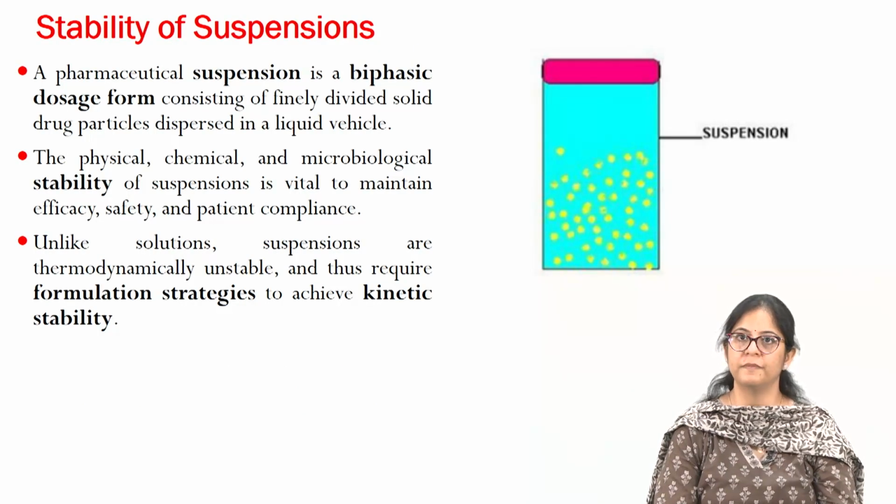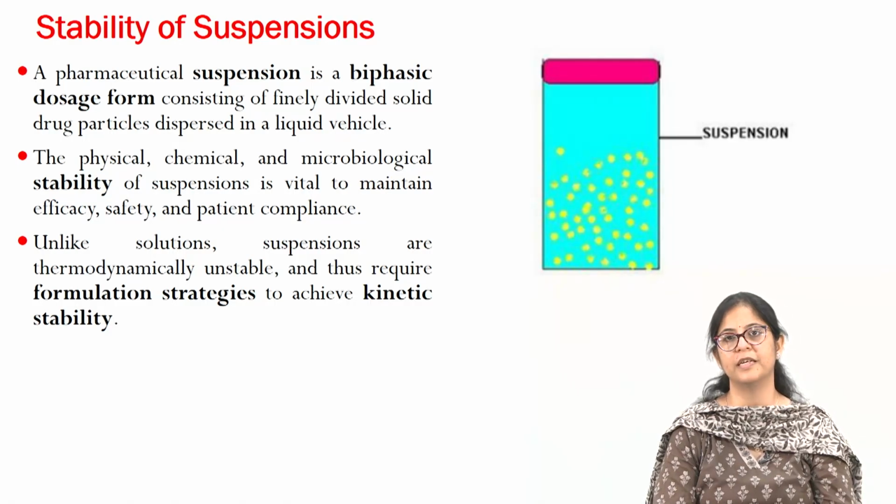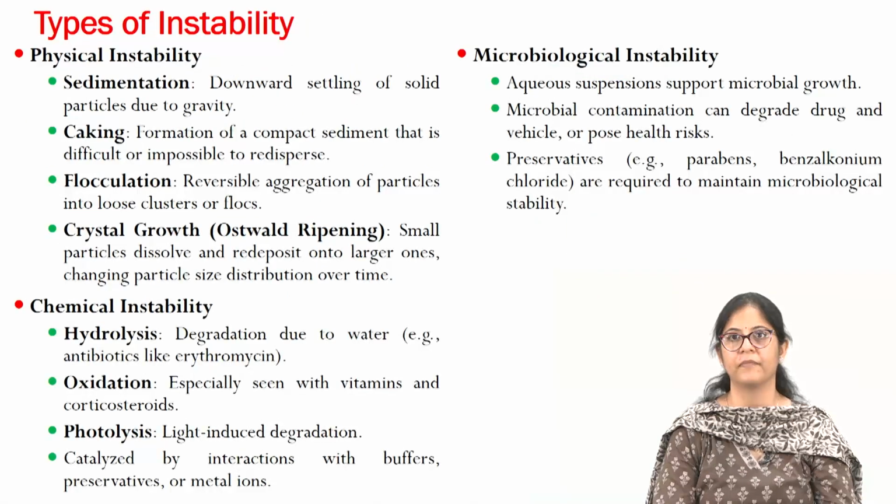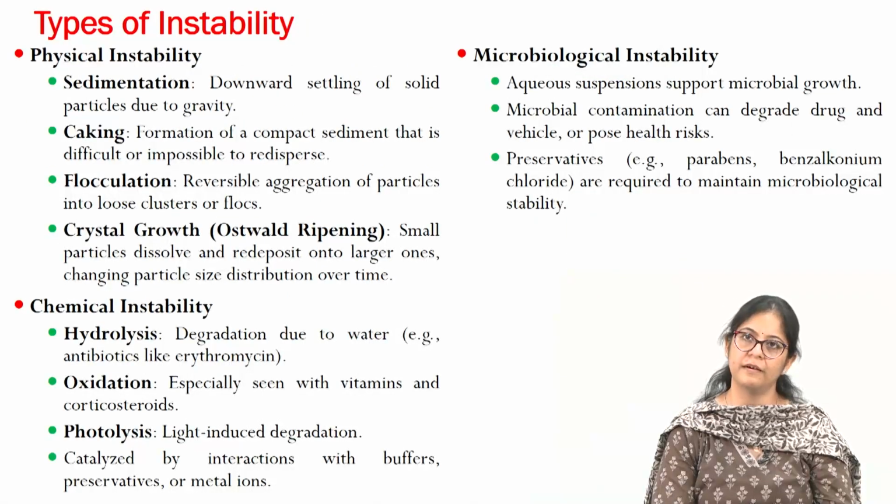Next, coming to suspensions. A suspension is a biphasic dosage form consisting of finely divided solid drugs dispersed in a liquid vehicle. The physical, chemical and microbiological stability of suspensions is also important to maintain its efficacy, safety, and compliance. Unlike solutions, suspensions are thermodynamically unstable and thus require formulation strategies to achieve kinetic stability. Just like emulsions, the suspensions are also prone to get destabilized because of physical, chemical and microbiological factors.